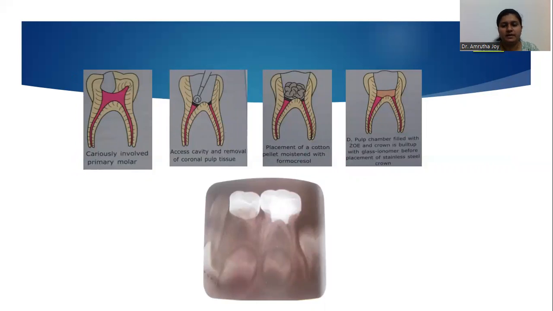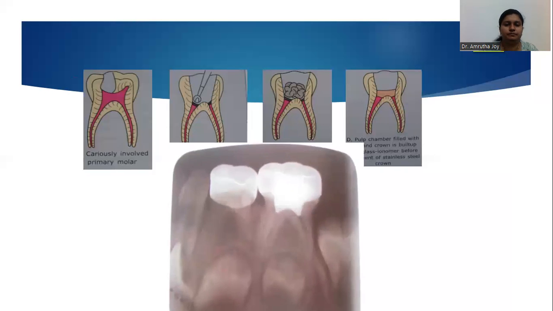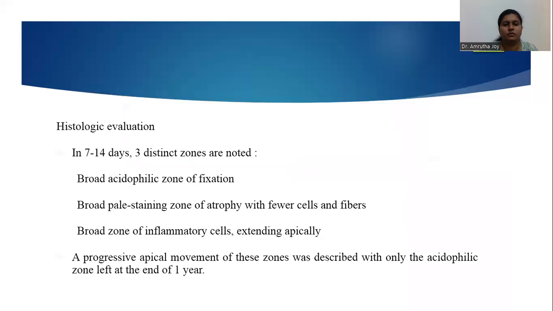Then place the restoration and the stainless steel crown should be done. If you're doing a histologic evaluation after 7 to 14 days of the radicular pulp, 3 distinct zones are identified. That is, the outer layer is a broad acidophilic zone of fixation, and then a pale staining zone with fewer cells, and then a broad zone of inflammatory cells.